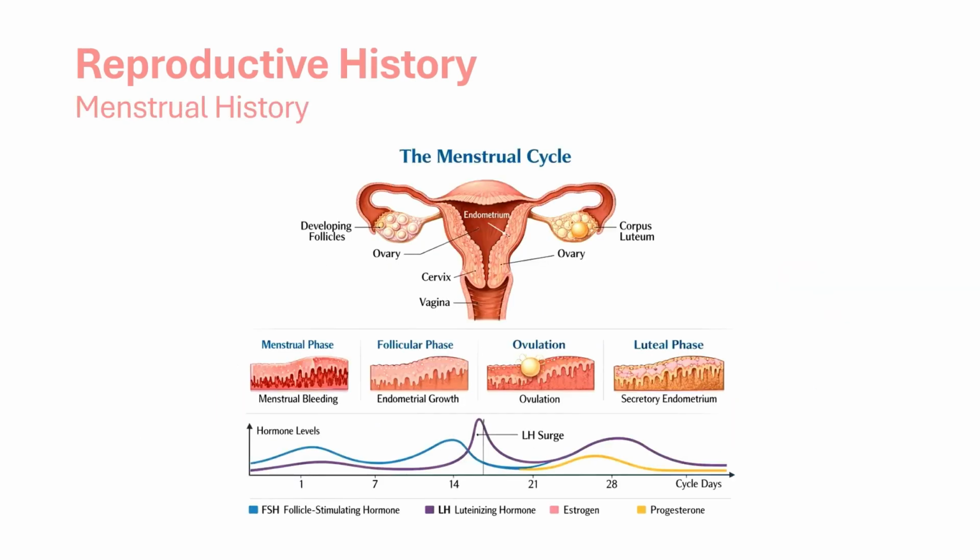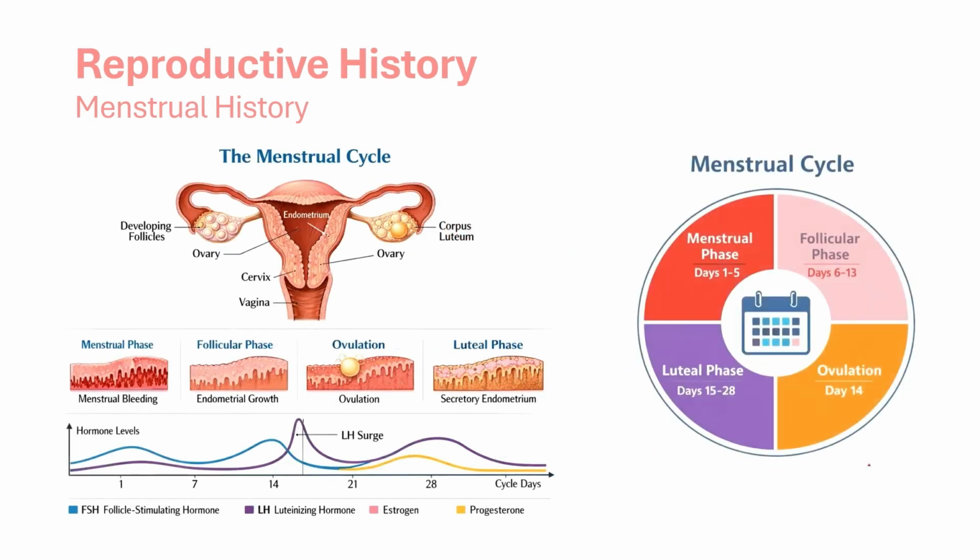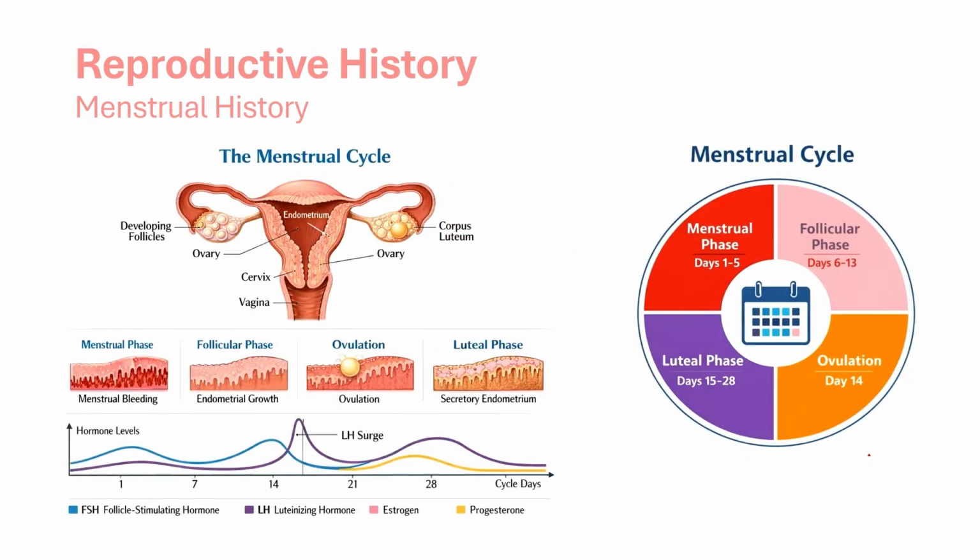Menstrual cycle lasts an average of 28 days and consists of 4 phases. In the menstrual phase, menstrual bleeding occurs. In the follicular phase, the egg develops. In ovulation, the egg is released. And in the luteal phase, the uterus prepares for pregnancy. If fertilization does not occur, hormones decrease and the cycle starts again.